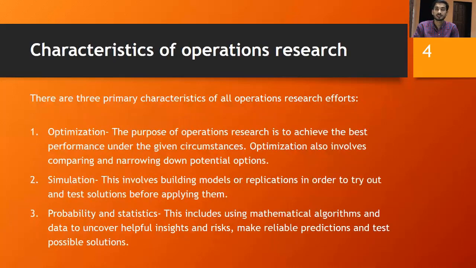So, what are the characteristics of operation research? There are mainly three primary characteristics of all operation research efforts. Number one is optimization. The purpose of operation research is to achieve the best performance under the given circumstances. Optimization also involves comparing and narrowing down potential options.